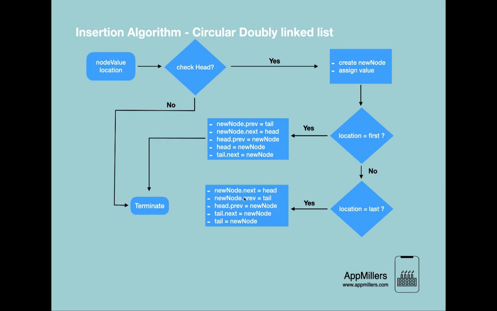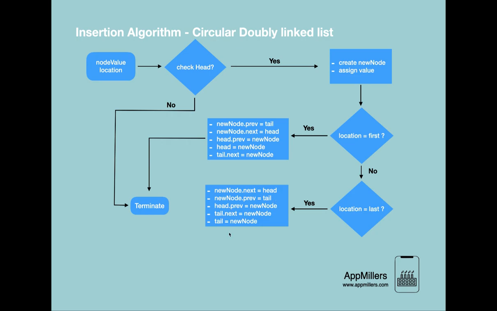So let's see one by one what these operations are. So the first thing, we are updating the next reference of new node to head. And this creates a link between new node and first node. Then we are updating the new node's previous reference to tail. And this creates a reverse link between new node and the last node in our circular double linked list, because here we know that tail points to the last node. So by doing this, we are creating a reverse link between new node and last node.